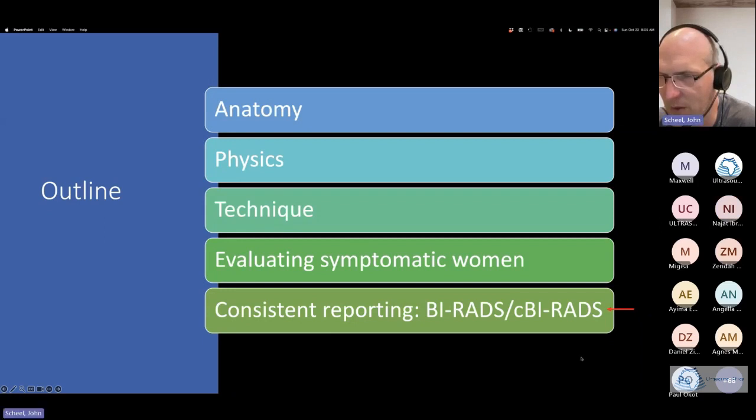So compression, increasing the frequency of the transducer, and making sure that your depth and focal zone are perfected, all of that helps improve your image quality so that you can measure the lesion. You can actually judge its shape and margins appropriately and make a good decision about how to manage it.